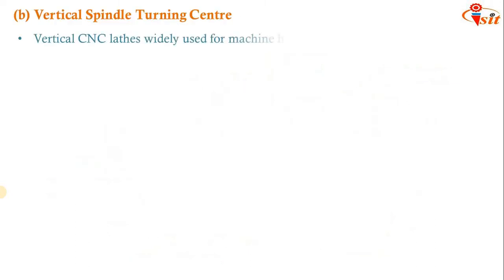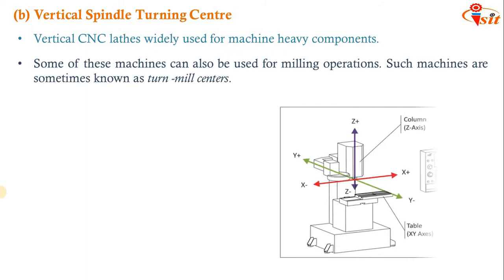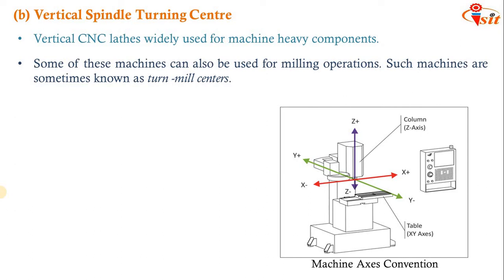Next is a vertical spindle turning center. It is widely used for machining heavy components. Some of these machines can also be used for milling operations. Such machines are sometimes known as turn mill centers. From the diagram you can get the machine axis convention, how the X, Z and Y axes perform. X axis is for movement of the work table, Y is the movement of the spindle, and Z is the tool movement.